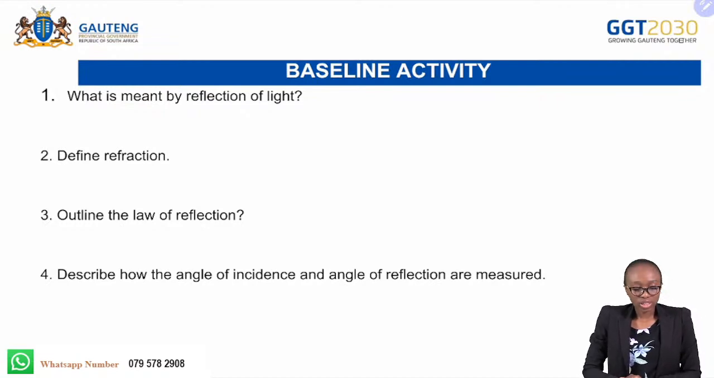The first question is, what is meant by reflection of light? The second question is, define refraction. The third question is, outline the law of reflection. And the fourth question is, describe how the angle of incidence and the angle of reflection are measured. I'm going to give you 5 minutes to answer these questions. Then after 5 minutes, we will do the solutions together.